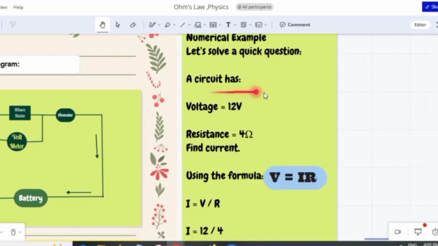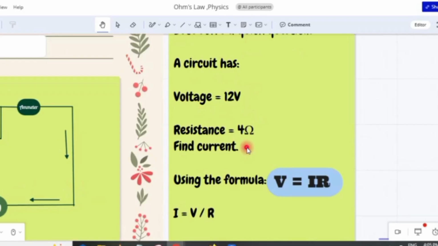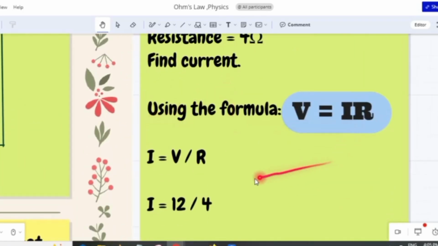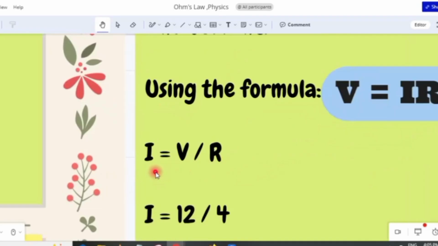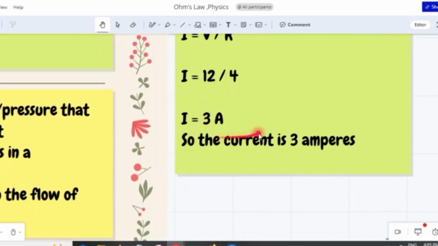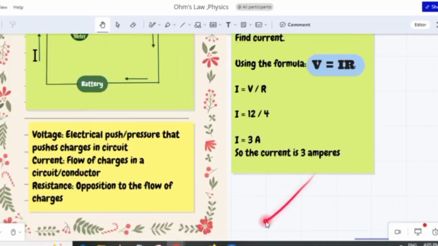Now let's solve a quick question. A circuit has a voltage of 12 volt and a resistance of 4 ohm. Find the current. We can use the formula as it is, V equals IR, and we have to find out current. Then we can rearrange the formula just like this: current equals voltage divided by resistance. 12 by 4 gives 3 ampere. So 3 ampere is the current. This is the answer, 3 ampere current.